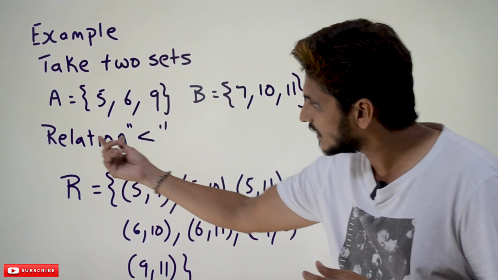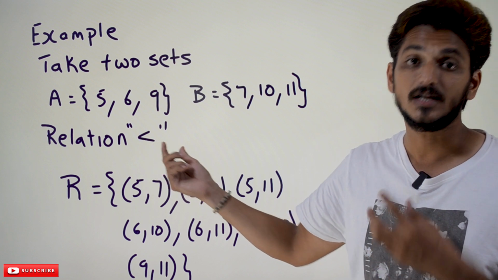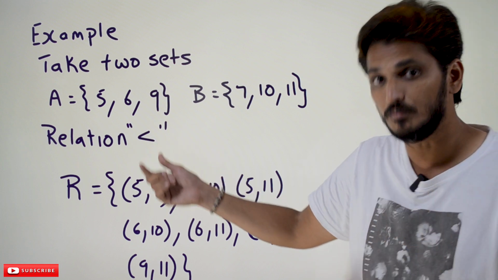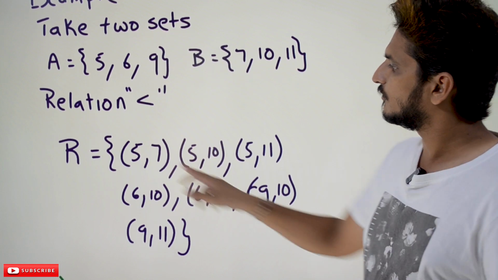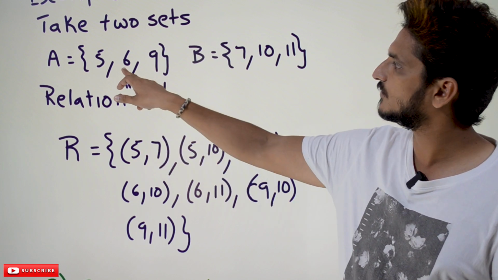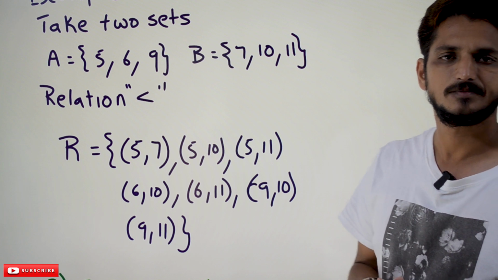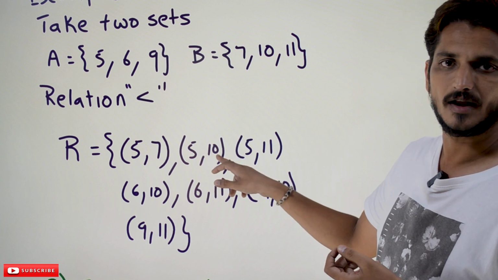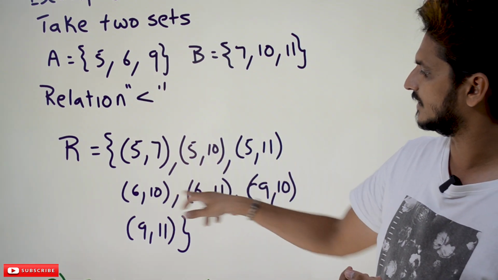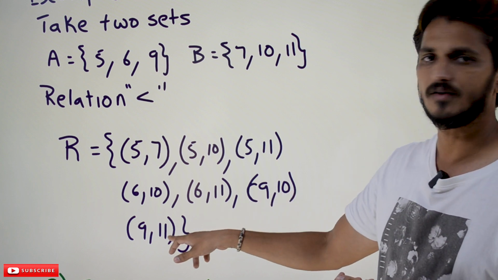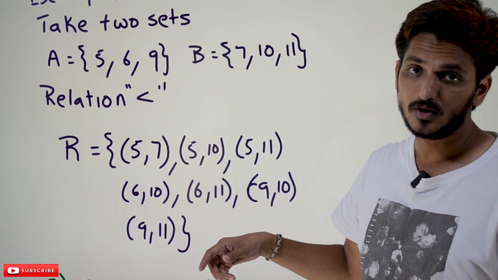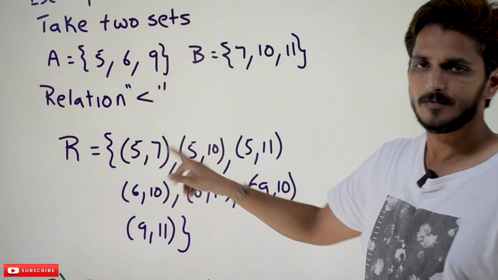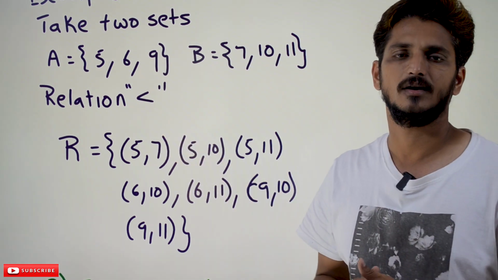Let's take a relation. What's our relation here? Less than. That is what we need to apply on these two sets. Our relation maintains less than. What does that mean? So 5 less than 7. 5 is taken from A, 7 is taken from B. This is one ordered pair. 5 less than 10. 5 less than 11. 6 less than 10. 6 less than 11. 9 less than 10. 9 less than 11. These are the ordered pairs we get for the relation less than on these two sets. The relation R is given as this, and this is what we call a relation.